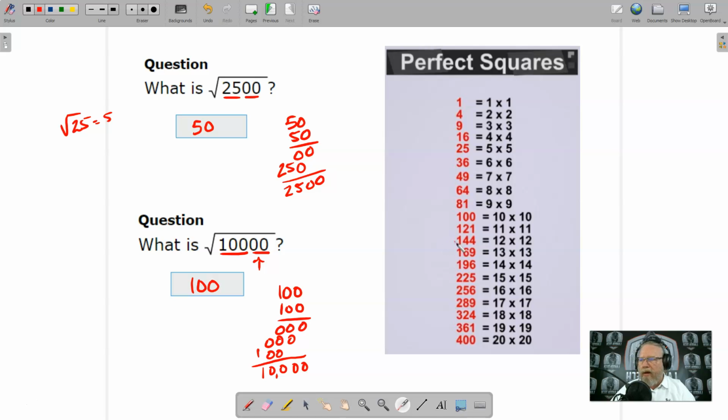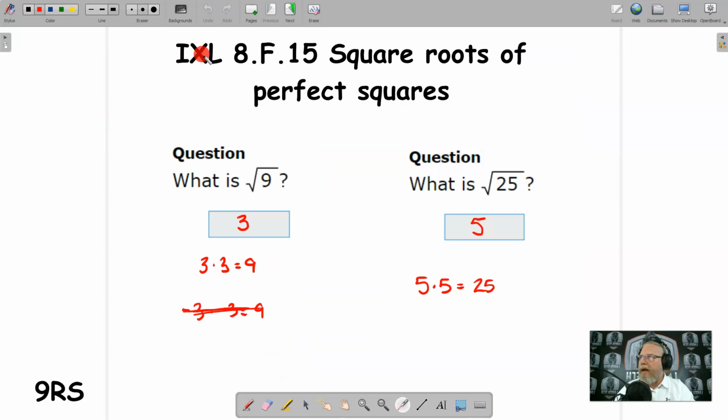All right, so those are all of my examples for IXL Activity 8.F.15, Square Roots of Perfect Squares. Good luck with your activity.